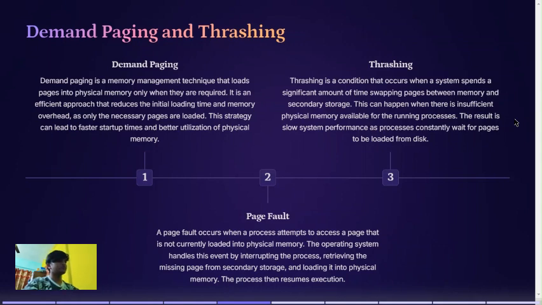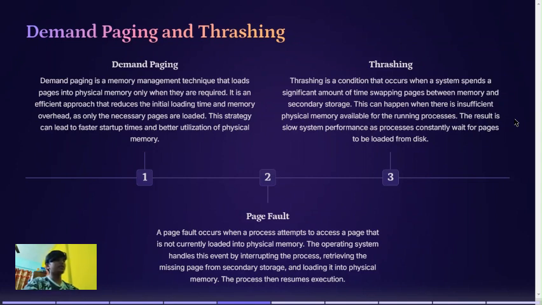Page fault. A page fault occurs when a process attempts to access a page that is not currently loaded into physical memory. The operating system handles this event by interrupting the process, retrieving the missing page from secondary storage, and loading it into physical memory. The process then resumes execution.